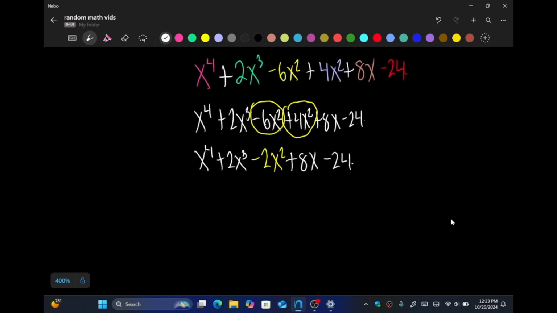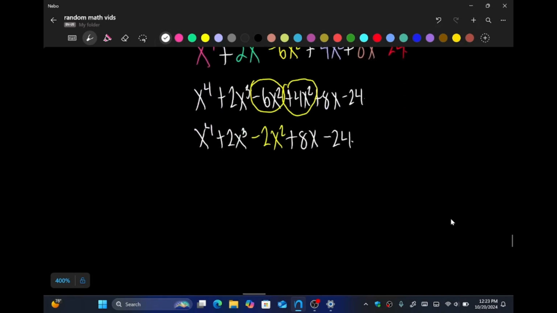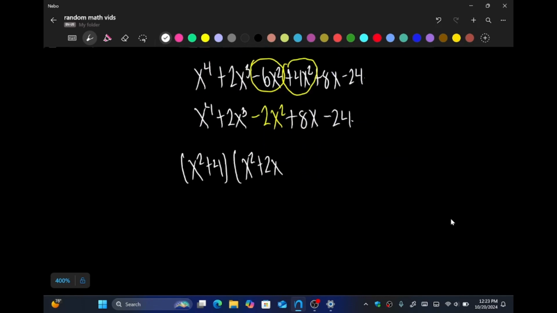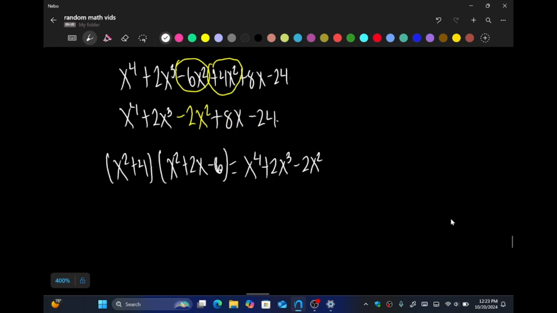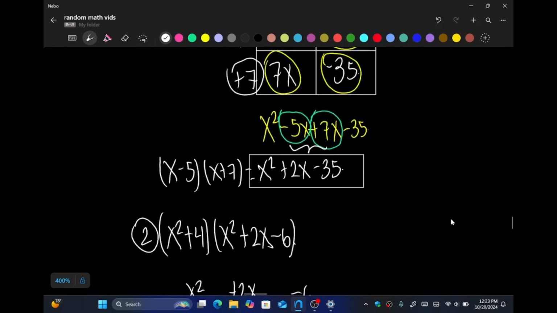So now we want to go ahead and just rewrite it the following way. So we know that it's going to look like this. We have x, the quantity x squared plus 4, times x squared plus 2x minus 6, equals x to the 4th plus 2x cubed minus 2x squared plus 8x minus 24. And that is going to be our final answer to this one, guys. Okay? So that is number 2.